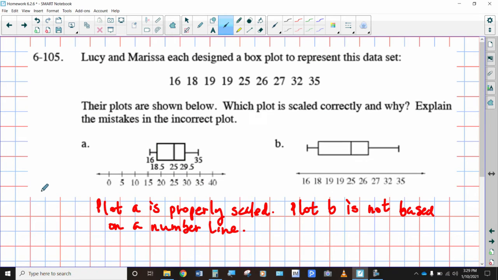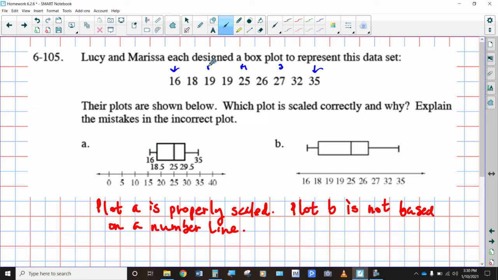All right, more box plots. Wonderful. It says Lucy and Marissa each designed a box plot to represent this data. The plots are shown below. Which plot is scaled correctly and which one is incorrect? Okay, so one thing to be aware of, we've got them in order from least to greatest. You got a minimum here. You got a maximum here. 1, 2, 3, 4, 5, 6, 7, 8, 9, which means that the median is right there. And the first quartile's here, and the third quartile is right there.